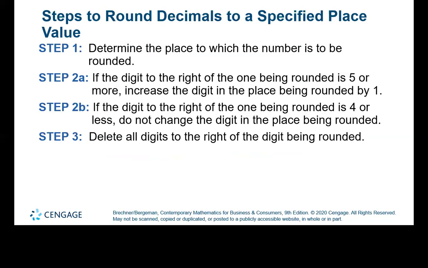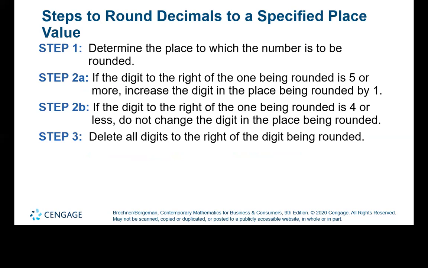Okay, now let's look at the steps to round decimals to a specified place value. Determine the place to which the number is to be rounded. So you really have to know your place values here, or you're not going to be able to round it.